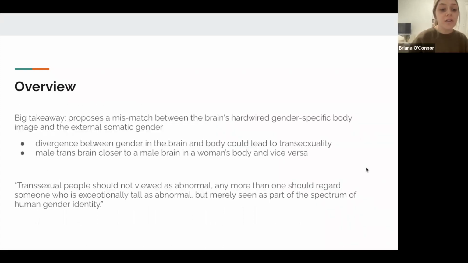So overall, this paper really showed the reality of phantom penises, which strongly supports that one's gender-specific body image and internally perceived gender have a strong innate hardwired component in the brain. The divergence between this and one's external morphology is experienced in trans individuals. So because of this disparity, there is kind of less of a perception that something is missing.